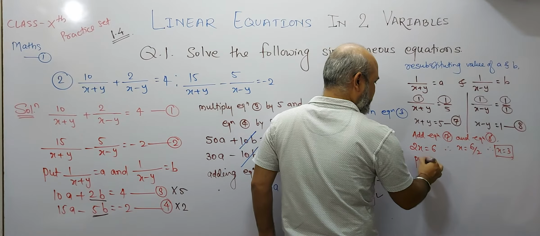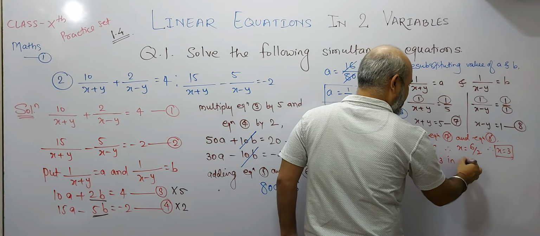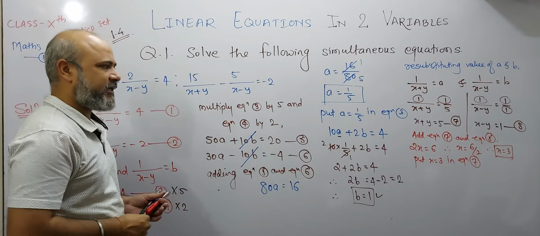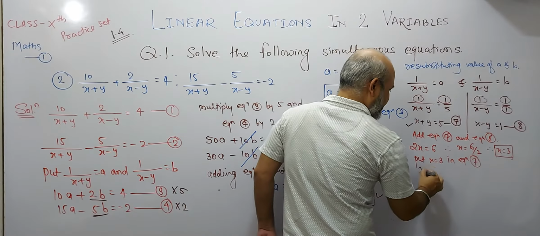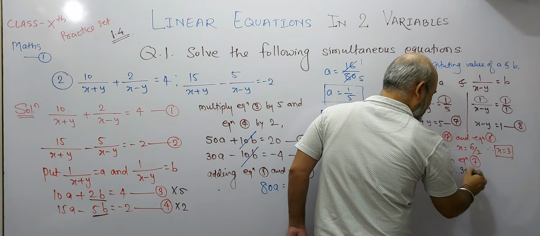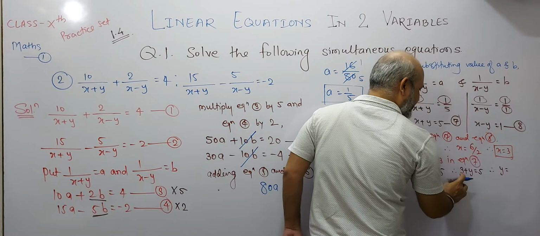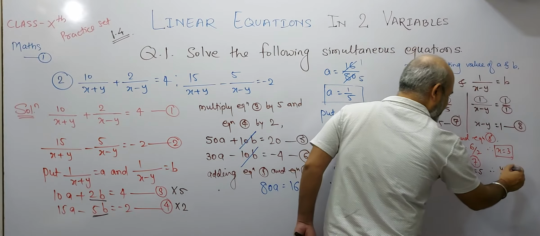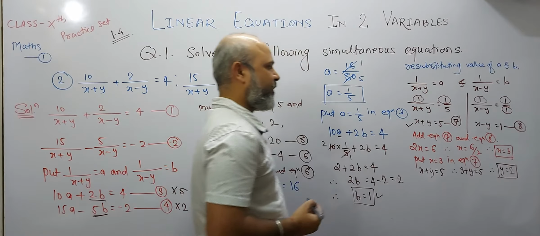And put x is equal to 3 in equation 7. What is equation 7? Equation 7 is x plus y is equal to 5. This is equation number 7. So x plus y is equal to 5. What is x? X is now 3. So therefore 3 plus y is equal to 5. So therefore y is equal to what? To transfer, this becomes 5 minus 3. So 5 minus 3 is 2. So value of y is 2.